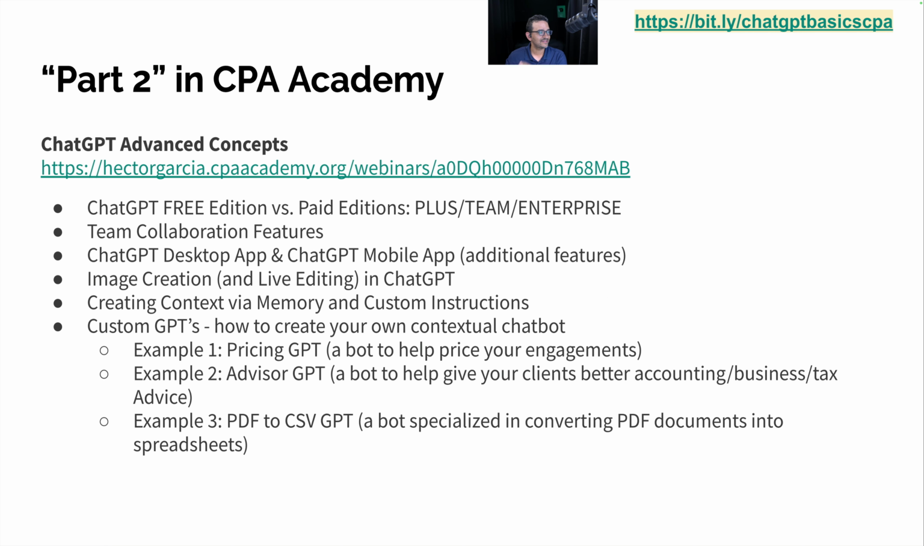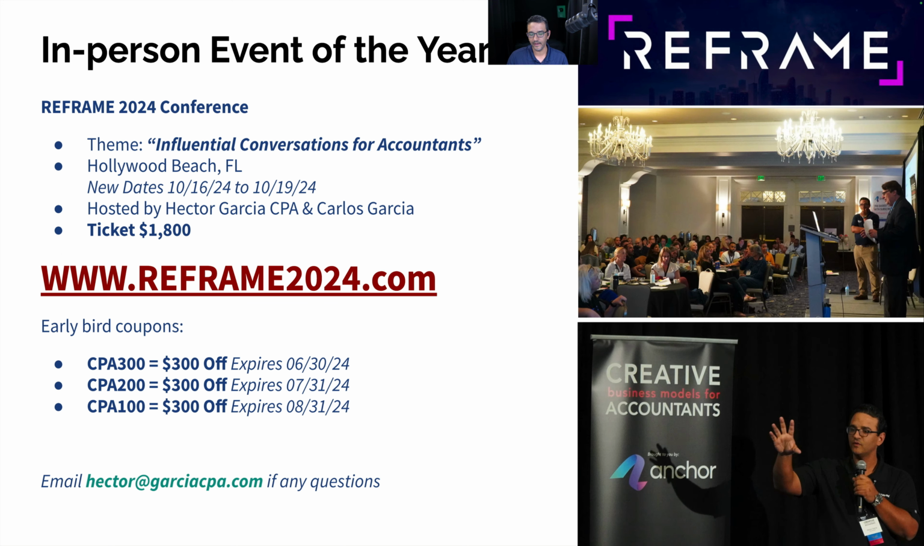Really quick, inside CPA Academy, you will have access to part two of this series. It's a perfect add-on. I wish this webinar was 2 hours long, and the way we did it is just breaking it out in two parts. So for part two, there's the link in the slides. We're going to be covering the paid editions, team collaboration for small firms, the desktop app, the mobile app, creating images. We're going to add more context to the concept of memory and custom instructions, and then we're going to do a couple of really cool examples of doing custom GPTs. So you definitely don't want to miss part two as well. You want to be in both.